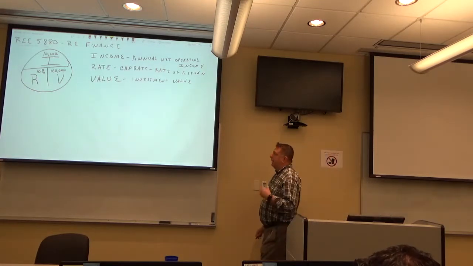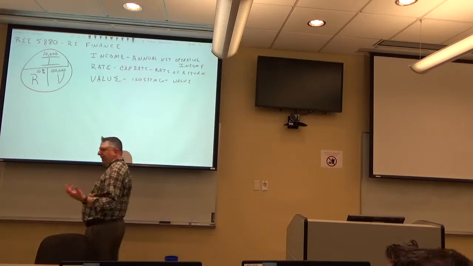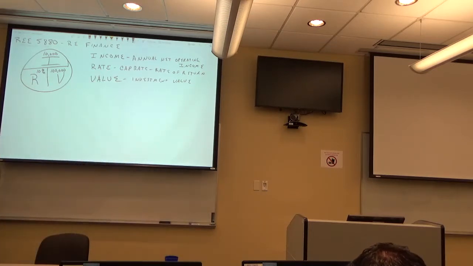Okay? Now, how do we get there mathematically? It's pretty simple. If I could reach that high, I would put my hand over the value, and then it would be income divided by rate. So 10,000 divided by 10% is going to give us 100,000. Does that make sense? Okay.